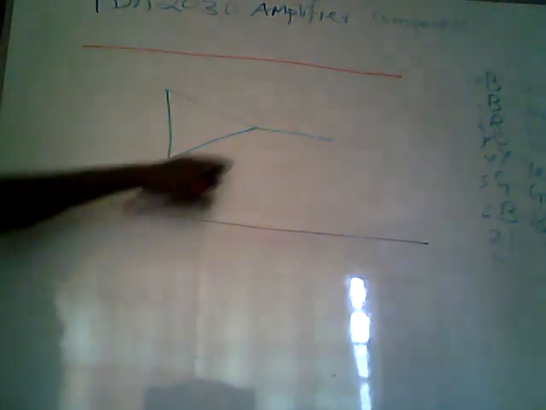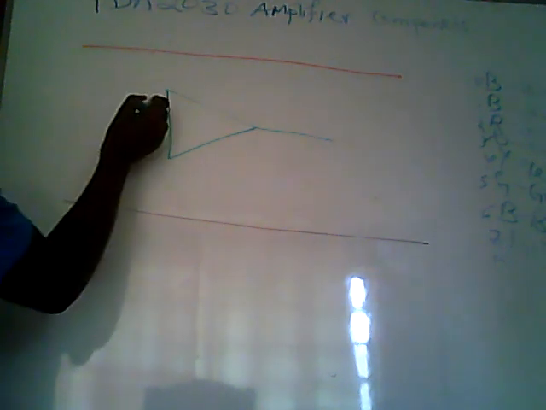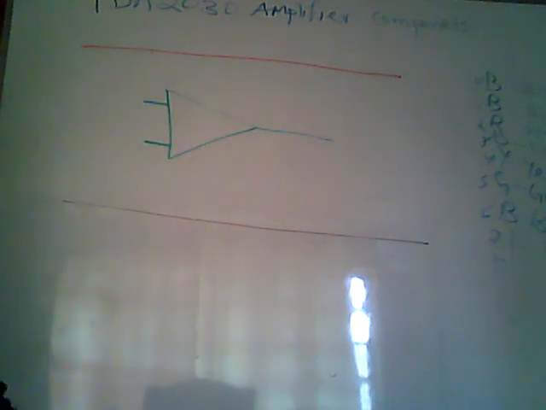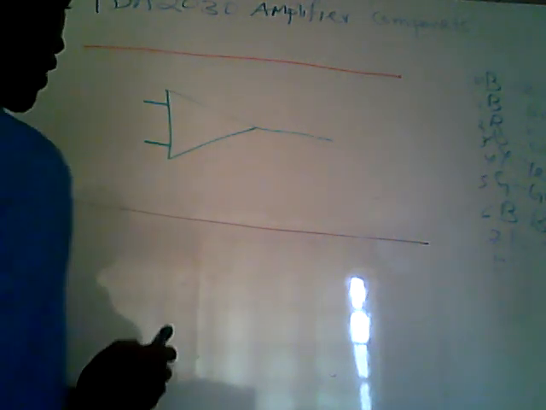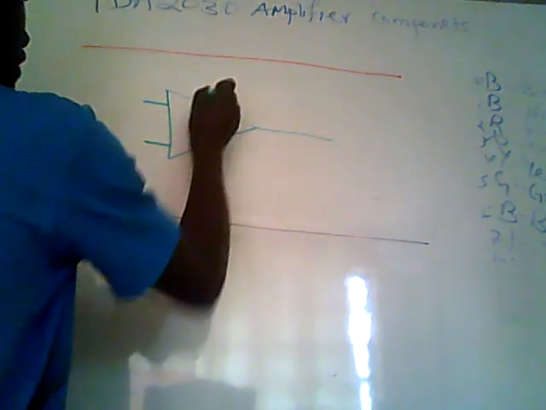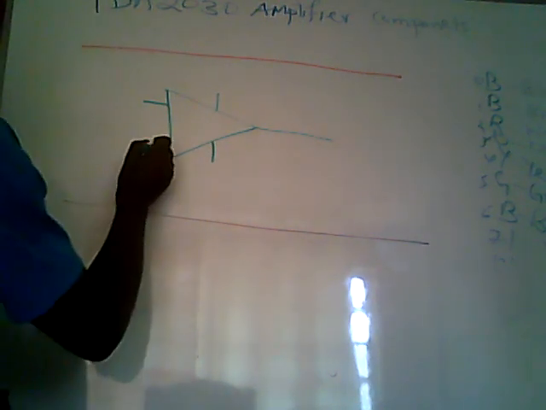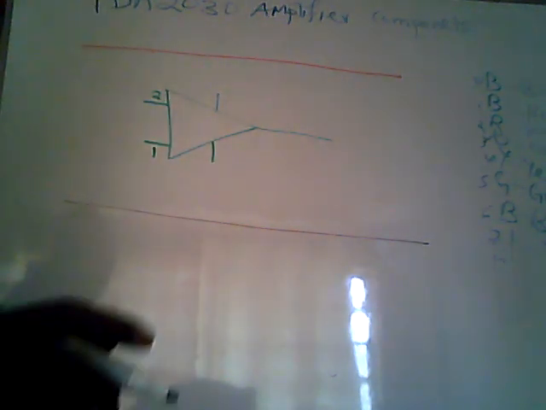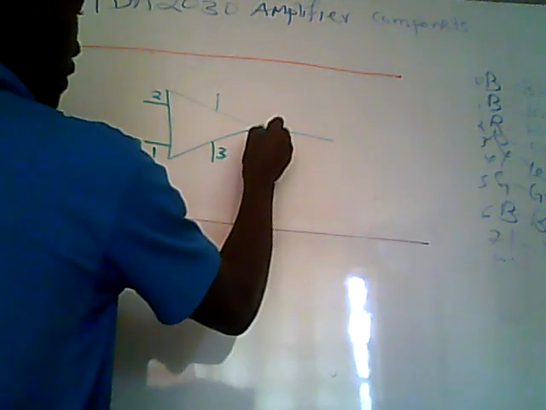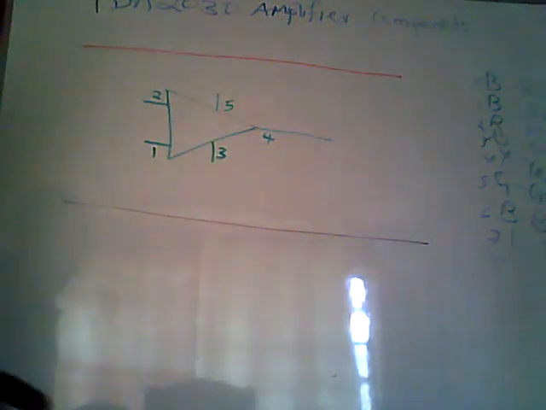So this is the capacitor. This is our capacitor. We also have this part. For now, we shall just label the pins. These are the pins. So we said that this is pin 1, pin 2, pin 3 here, pin 4 there, and pin 5. So those are our pins.